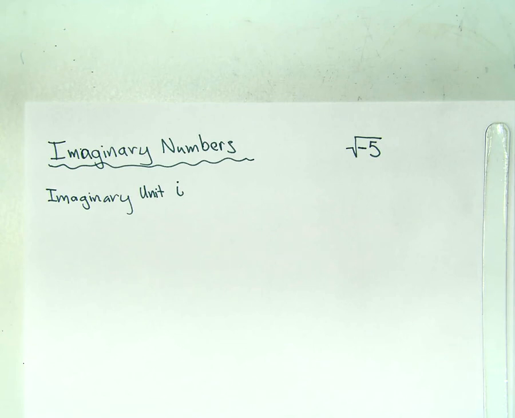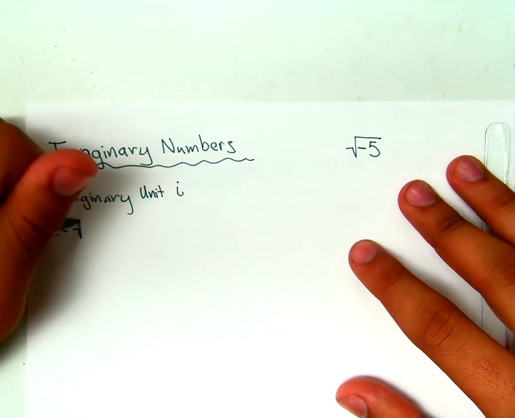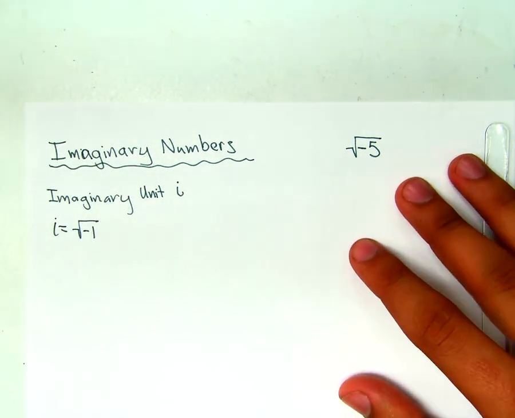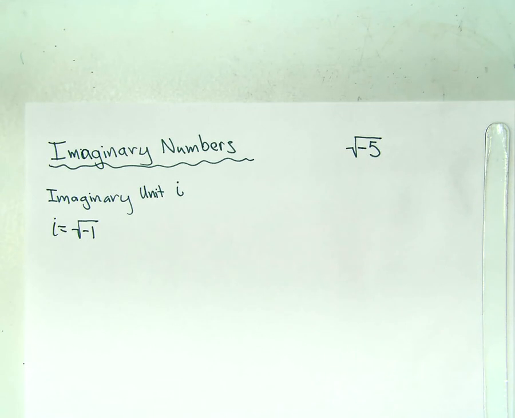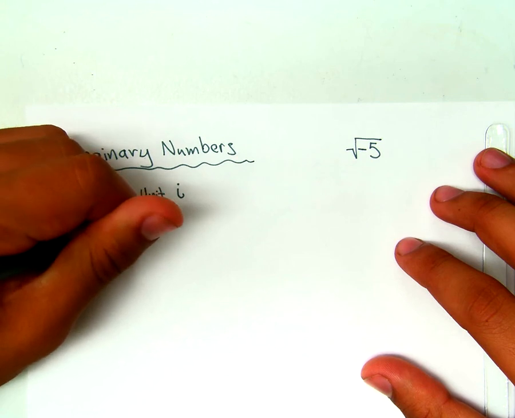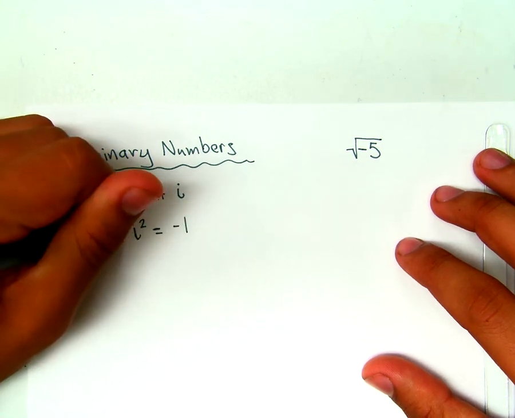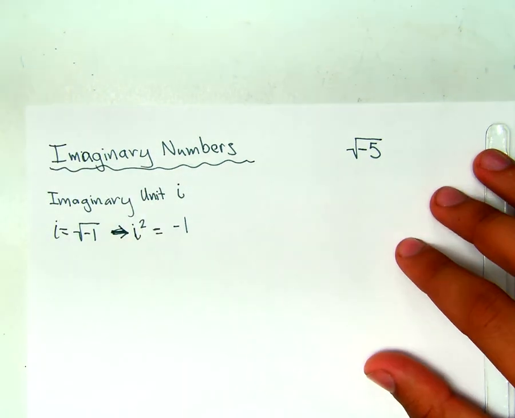Okay, so i equals, we're going to define i as the square root of negative 1. That's what i is, the square root of negative 1. And if i is the square root of negative 1, then i squared is negative 1. Okay, i squared is negative 1.